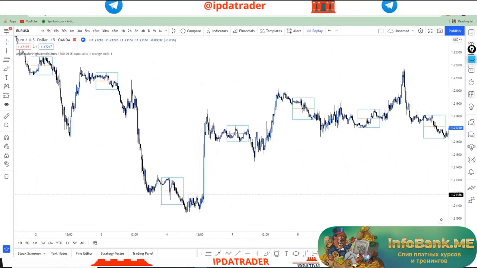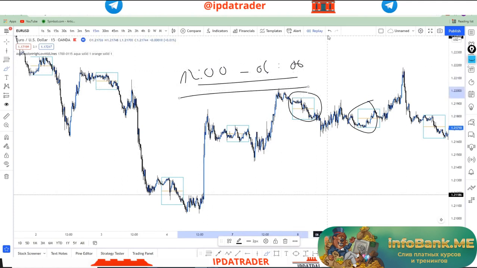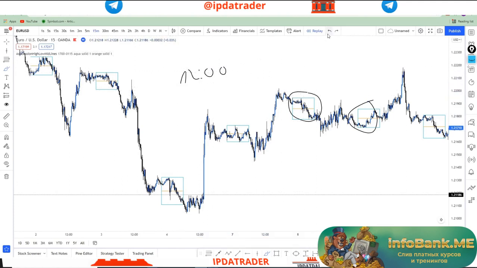By the way, these boxes represent the Asian range. You can use this indicator right here on the top left corner to get it. Just make sure to adjust it to your time zone so it covers, as I said, from 12 to 6, because that's the Asian session. Now let me find a good example where we can discuss some stuff.